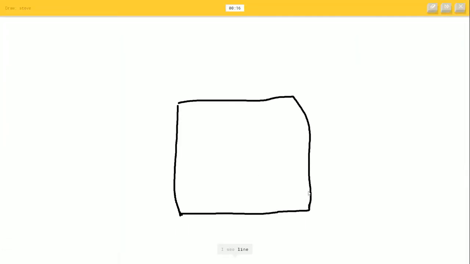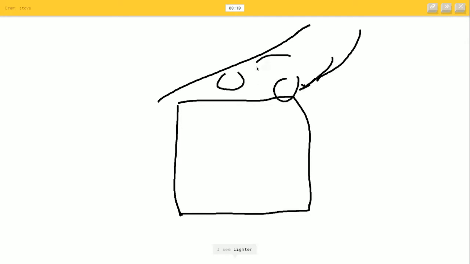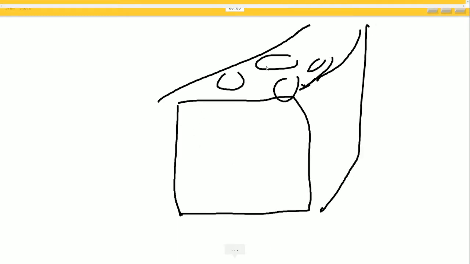Alright, let's draw an oven first. It's usually not on top. Oh, I know. Look, stove. Boom.